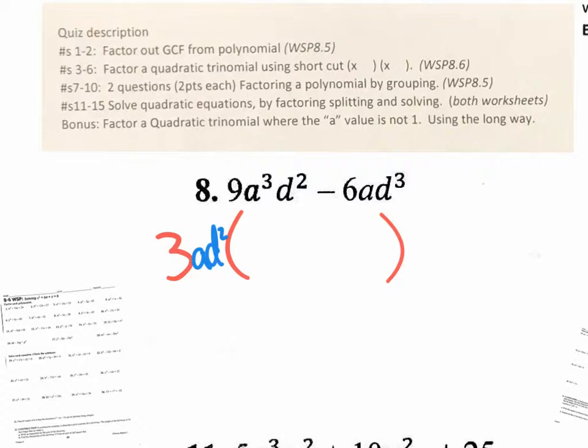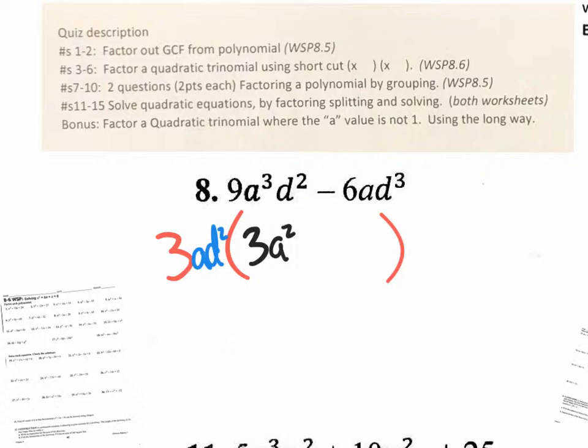In order for you to get full credit, it has to be the greatest common factor, not just a common factor. Denise, paying attention? Yeah. All right, so if I pull out that 3AD squared, what would be left in here? In other words, reverse distributive property, right? 3AD squared times what would give me a 9, a to the third D squared? That would be a 3 to give me the 9, an a squared to give me the a to the third, and I don't need any more D's, right?